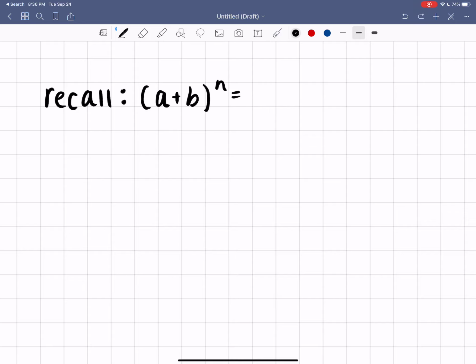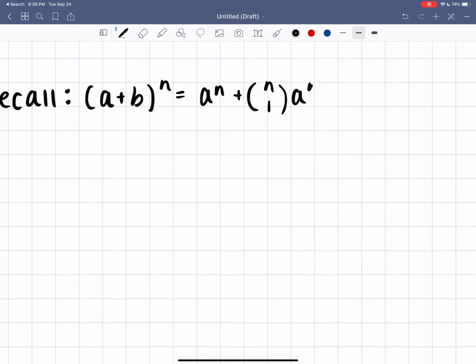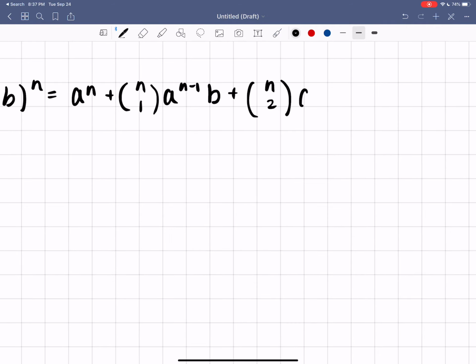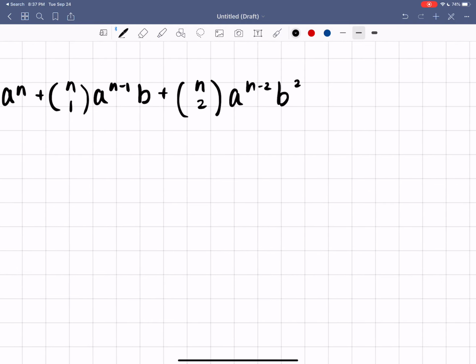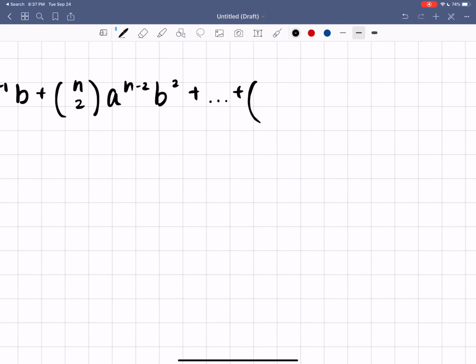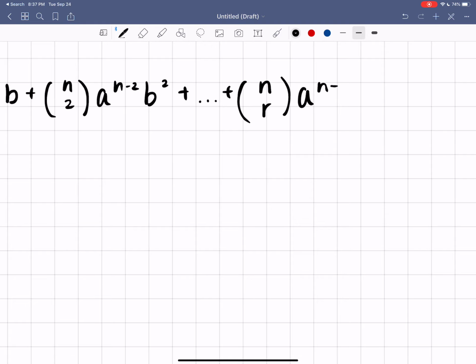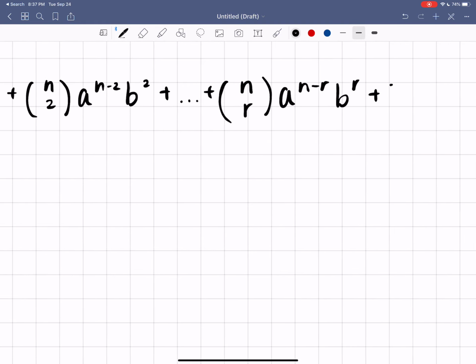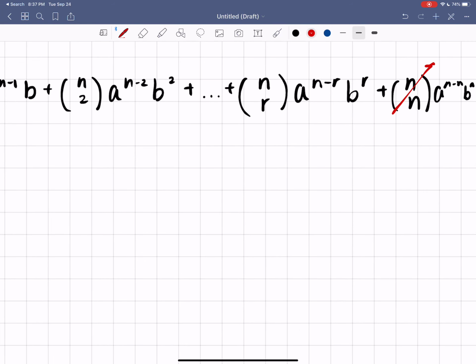first, we can say it's equal to a to the n plus n choose 1 times a to the n minus 1 times b, plus n choose 2 times a to the n minus 2 times b to the 2, plus n choose r times a to the n minus r times b to the r, plus n choose n times a to the n minus n times b to the n, where n choose n is simply 1, and a to the n minus n is 1, because recall n minus n is 0, and any number raised to the 0th power is just 1, and then b to the n.